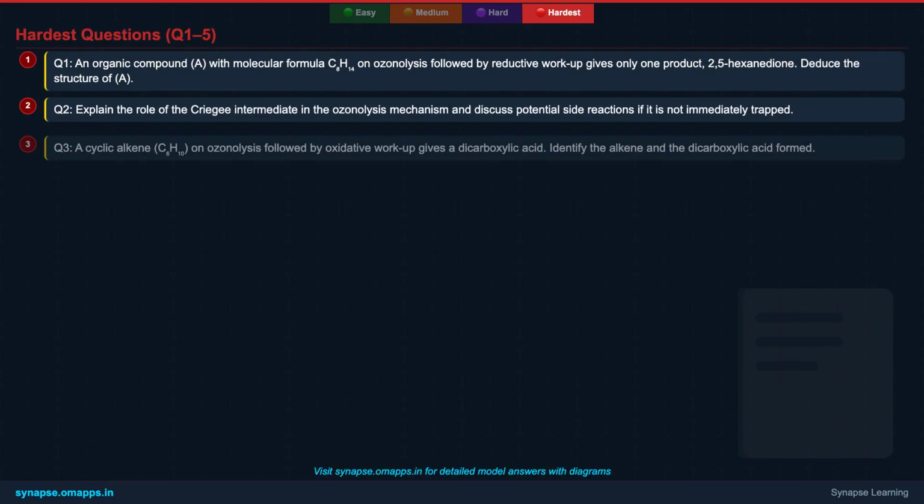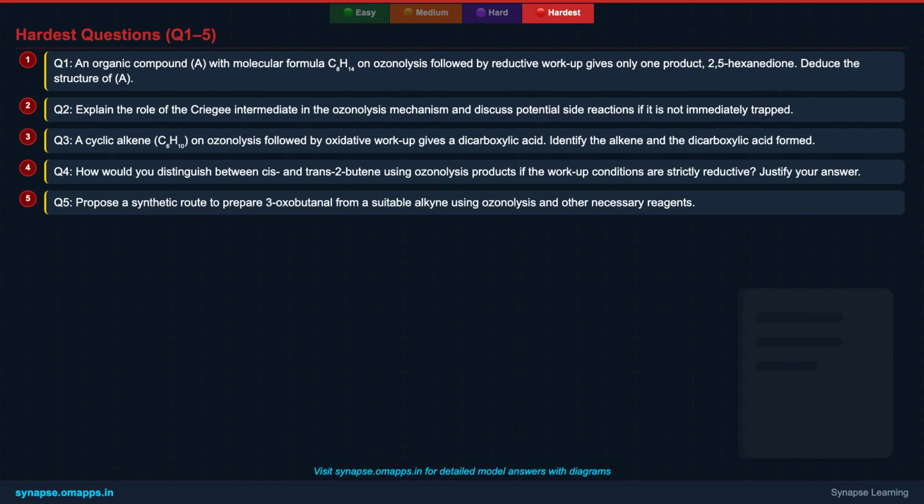You've reached the pinnacle of understanding ozonolysis. Now, let's put your comprehensive knowledge to the ultimate test with the first 5 questions of our hardest level. These problems will challenge your mechanistic depth, your ability to apply the reaction in complex synthetic scenarios, and your understanding of subtle variations. Analyze each question carefully, drawing upon all the concepts we've covered. Good luck!